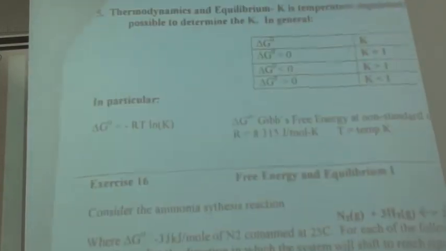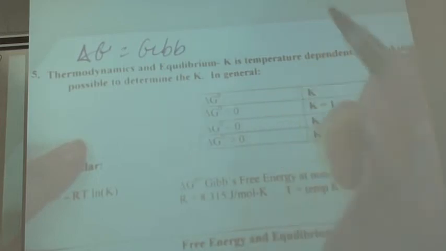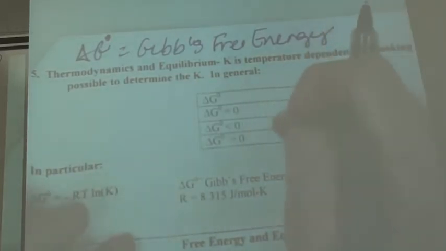All right. Now, wrapping this all together, there is a connection with thermodynamics, delta G. Who can remember what delta G is? Delta G gives free energy at non-standard conditions. Well, actually, I should have written the little zero up here: delta G naught, at standard conditions, gives free energy. Tell me what free energy tells you about a system. Spontaneity.